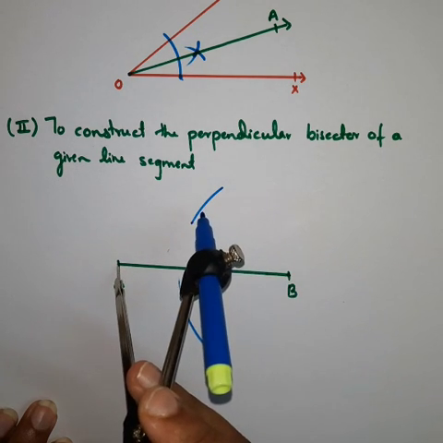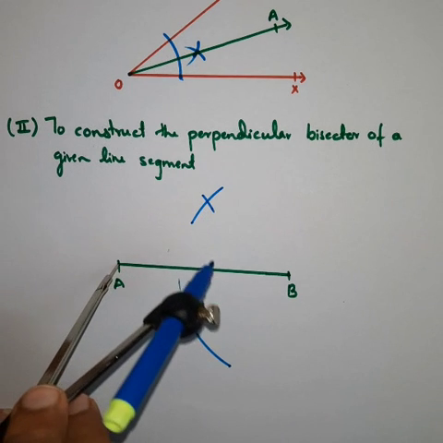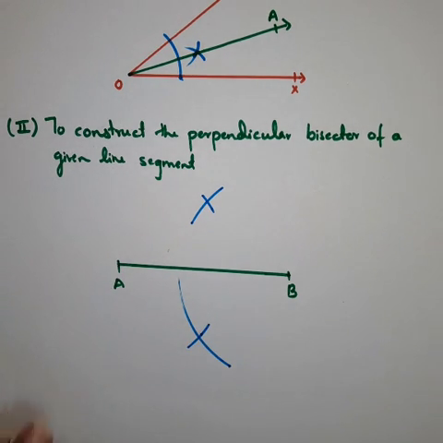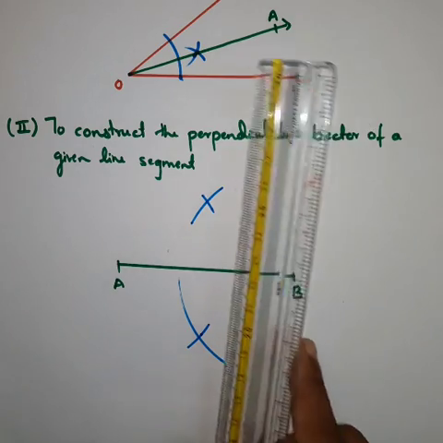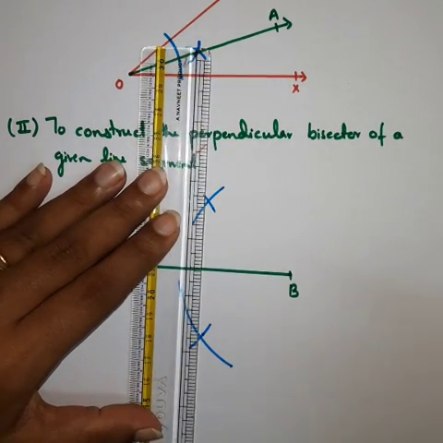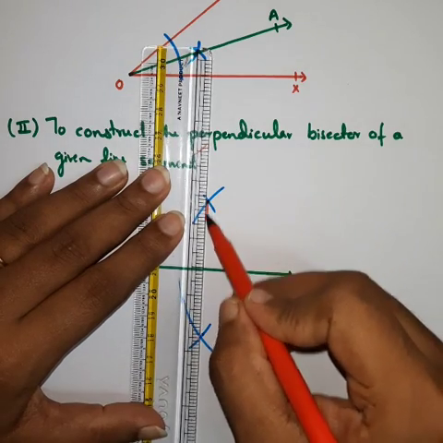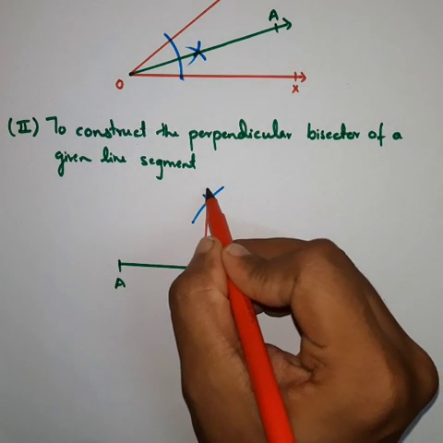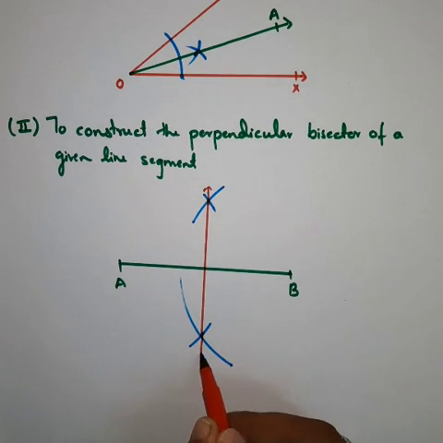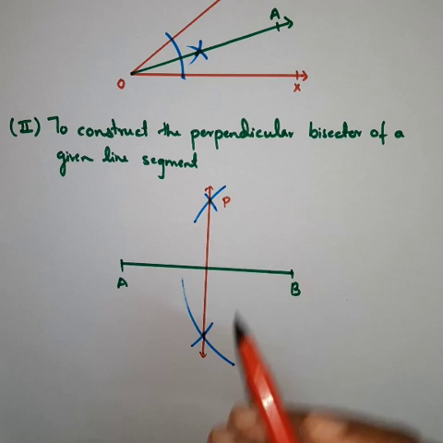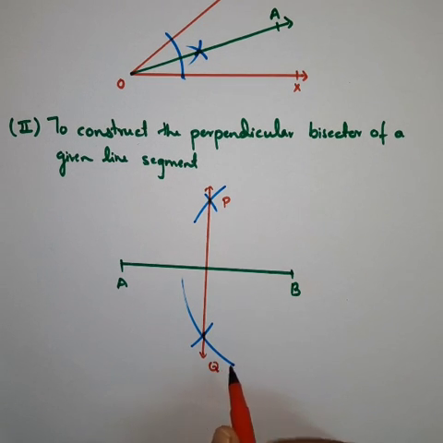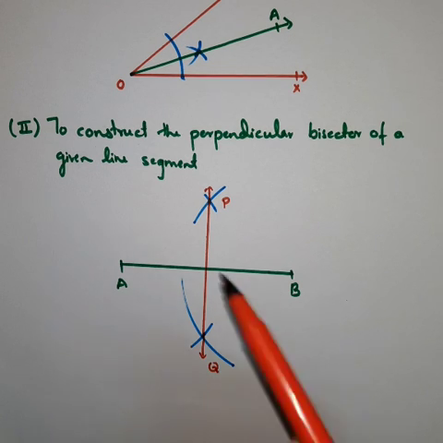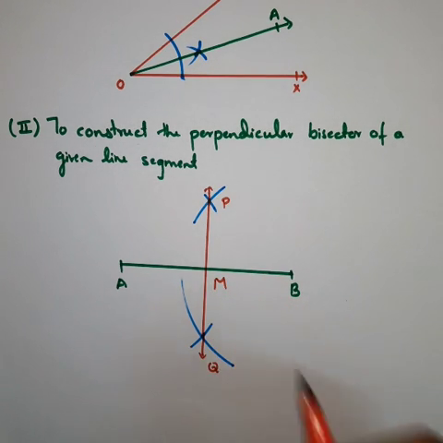Same measure, I'm keeping it at A, marking it above and below. Once this marking is done, I'll join both the points and connect it. I'll extend this further in here. I'll call these points P and Q. So PQ is the line which will perpendicularly bisect AB at M.